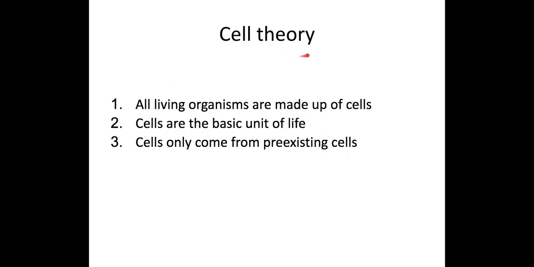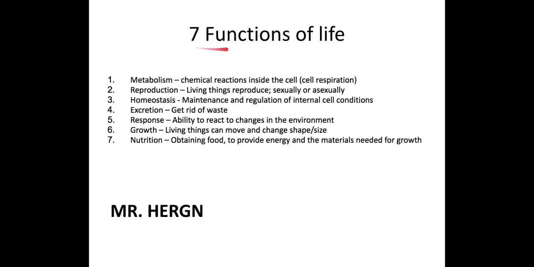Alright, so moving on to the actual cell theory. So the cell theory has three main essential ideas that formulate the entire theory as a whole. So the first point and idea of the cell theory is that all living organisms are made up of cells. The second point and idea is that cells are the basic unit of life. And the third point is that cells can only be created from pre-existing cells. So cells cannot spontaneously generate, and they can only be created from the division of pre-existing cells.